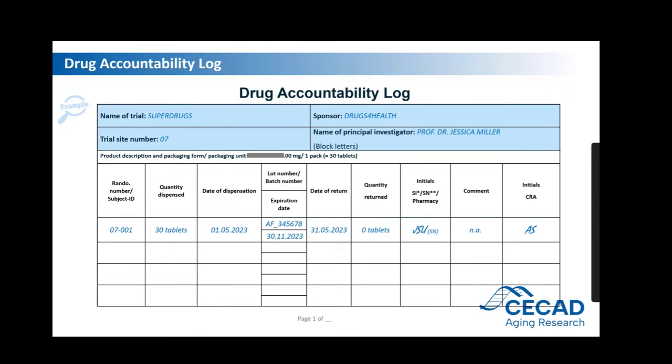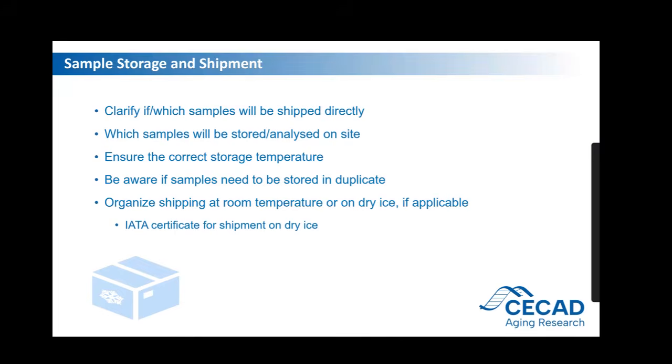So it's really important, again, I want to emphasize this, that you keep track of all the IMP, because it is always your responsibility as the trial site and as the investigator to know what is going on with your drug accountability. And the next thing that we need to consider, of course, are all the samples.